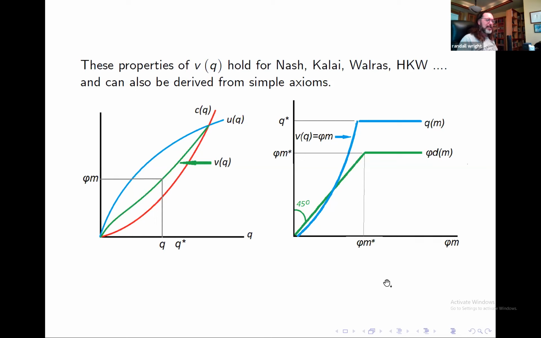And here's another way to look at it. Put your real balances on this axis, your liquidity position more generally. Q star is the efficient quantity. There's going to be some amount V of Q star, I'll call that phi M star. If you have more than that, you can afford to get the efficient quantity, Q equals Q star, and you pay some amount determined by the mechanism. If your liquidity position is tight, so you don't have enough to buy the efficient Q star, you're going to spend all your money. So D of M equals M. That's why this is a 45-degree line in green, and you're going to get some quantity less than Q star determined by the mechanism.